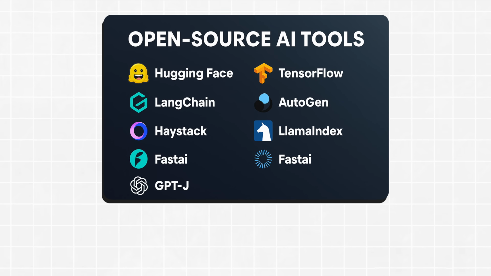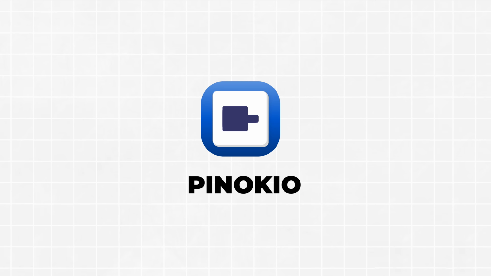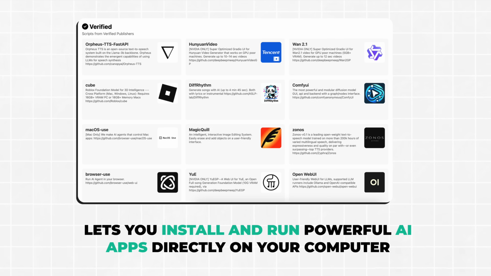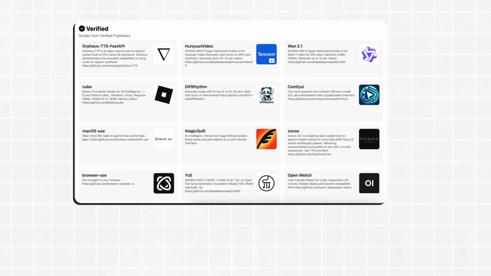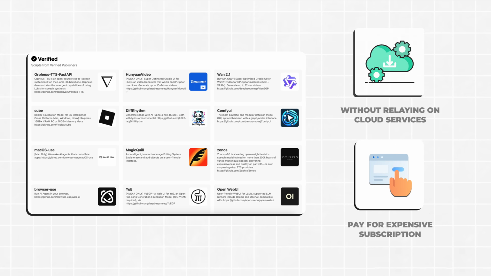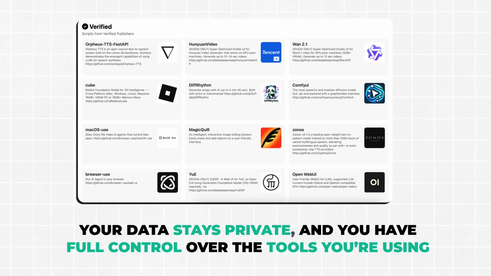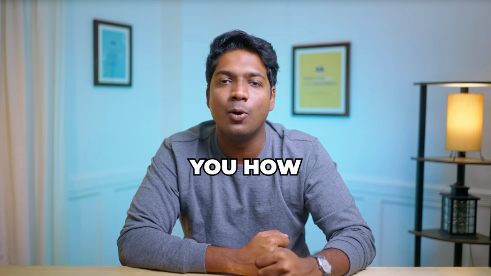Naturally, open source AI tools are either paid or require a complicated setup to get started. But this tool makes the whole process easy and seamless. It's called Pinokio, and it lets you install and run powerful AI apps directly on your computer without relying on cloud services or paying for expensive subscriptions. The best part, as everything runs locally, your data stays private and you have full control over the tools that you're using. Let me show you how it works.